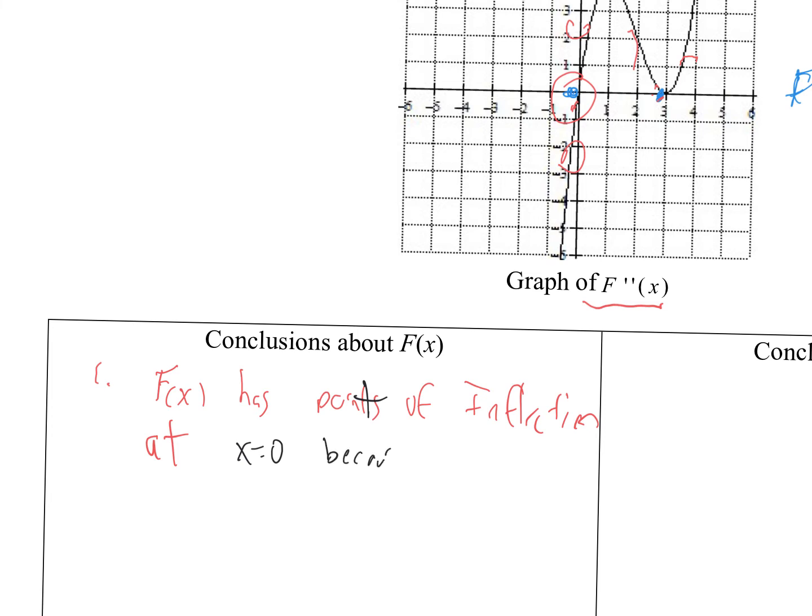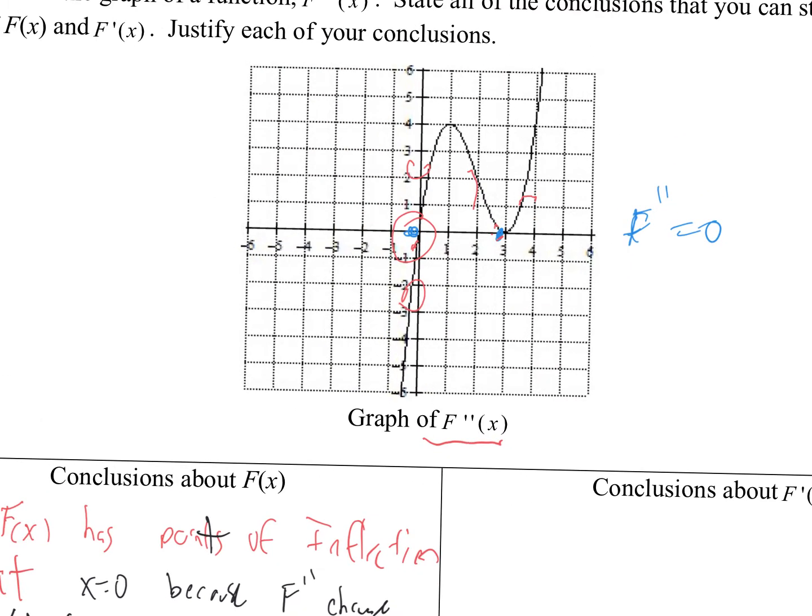because f double prime changed signs. All right, what else can we say? Obviously, this was not an inflection point. It was a possible point of inflection until you make a sign chart and realize it's not.